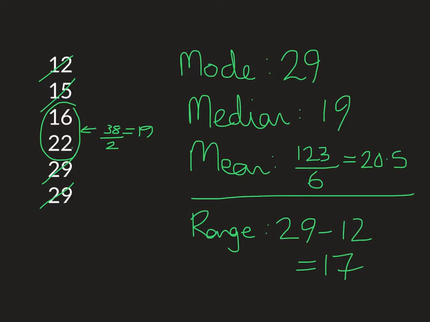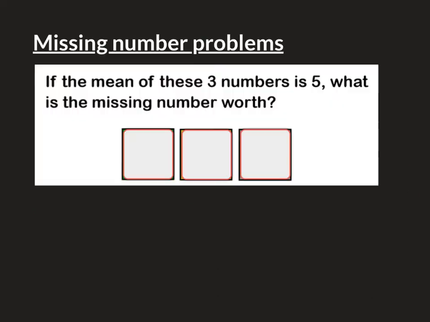For the rest of this video, we're just going to have a look at some of the problems where we are given the mean, but we've got a number missing, so we need to work it out. So here's the question. If the mean of these three numbers is 5, what is the missing number worth? So I've got three numbers here. I'm going to pick two at random to get rid of. This one and this one. And we're just going to try and work out the value of this missing one on the end.